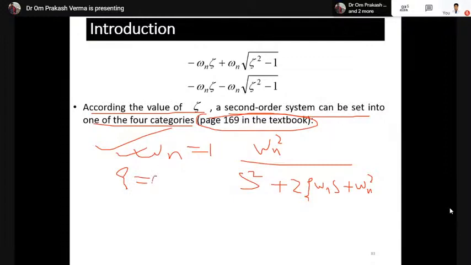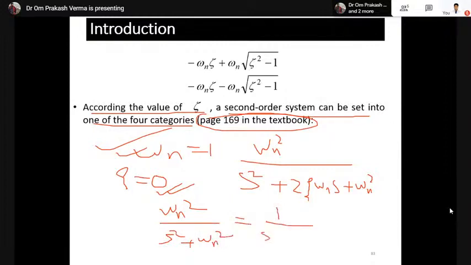First put the value 0. When you put zeta as 0, the modified equation becomes omega n square upon s square plus omega n square, or 1 upon s square plus 1, right? When you take the Laplace inverse, it becomes simply sine t.